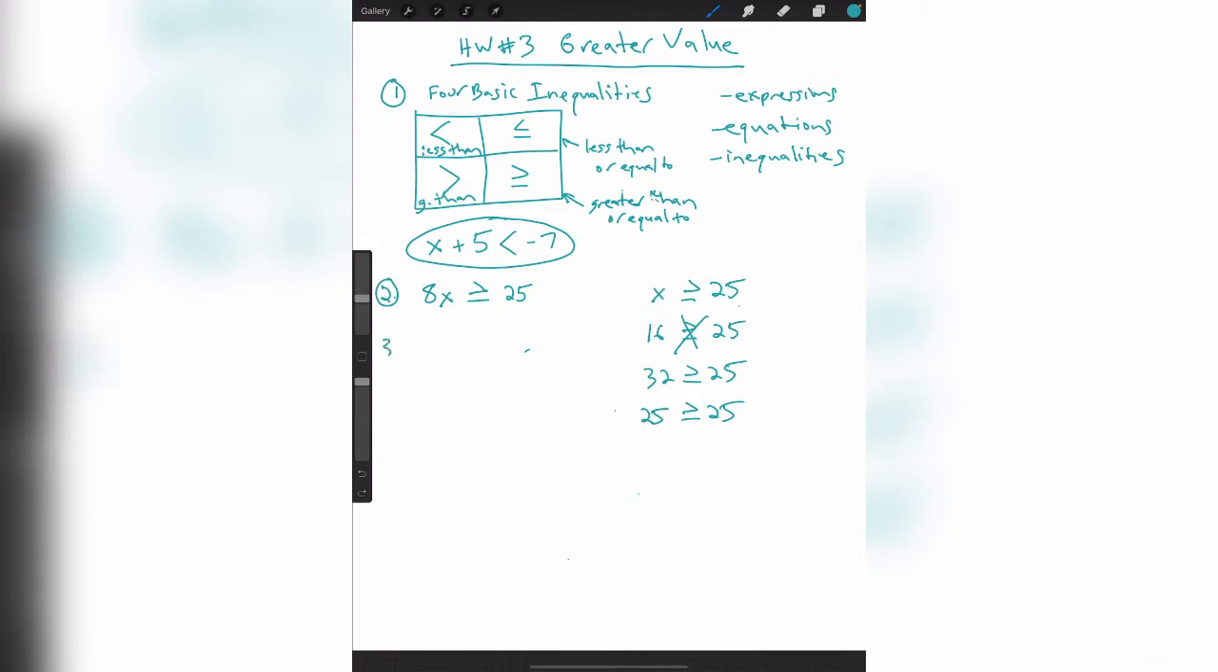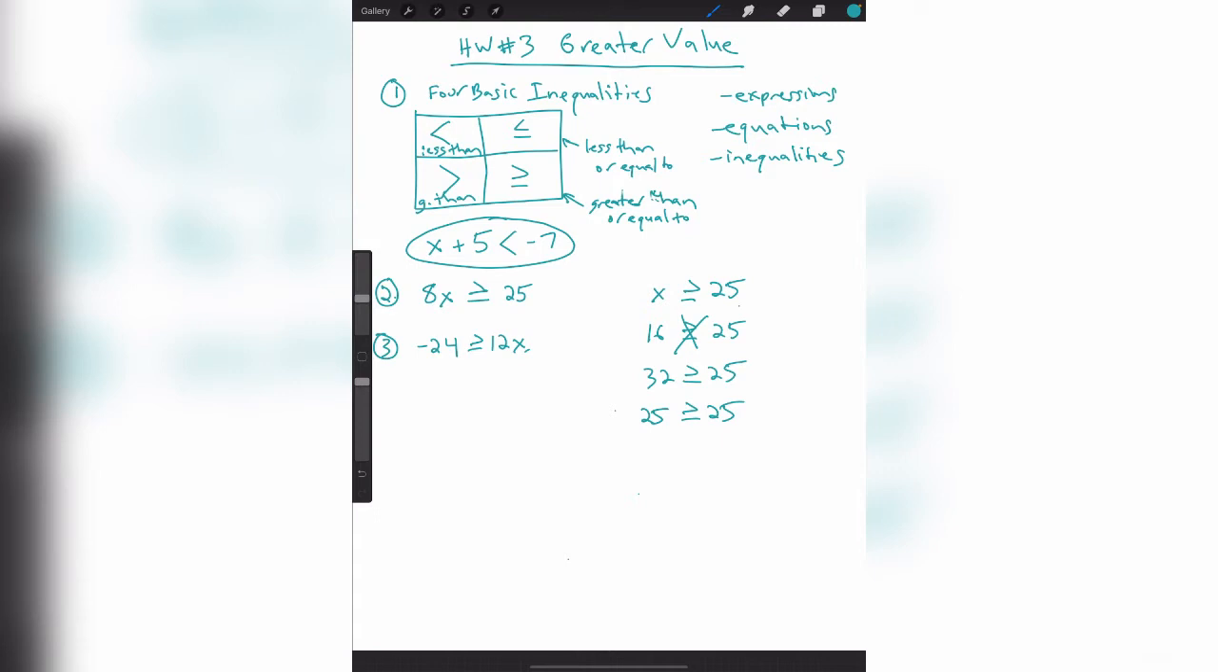Number 3. Number 3 says negative 24 is greater than or equal to 12x. Okay? So we're going to go ahead and solve this. So the question says to solve the inequality and then graph the solution. So it's a 2-step problem. You cannot just solve it. You have to also graph it. And I'll show you how to graph it afterwards. So the first thing is to solve it.